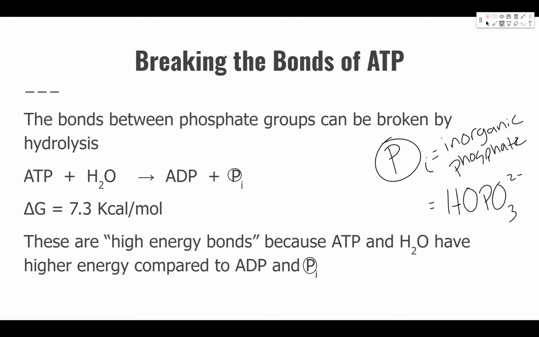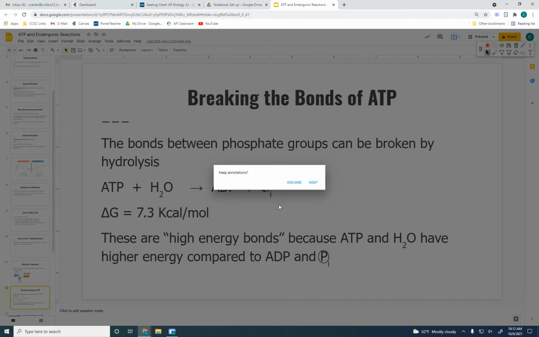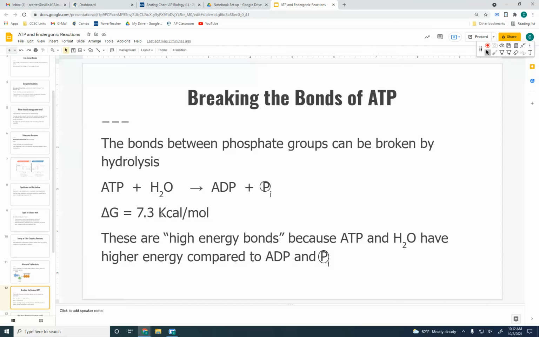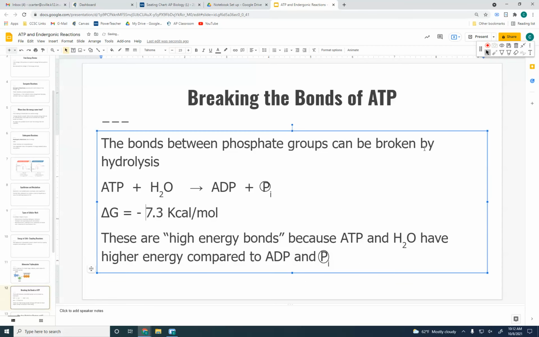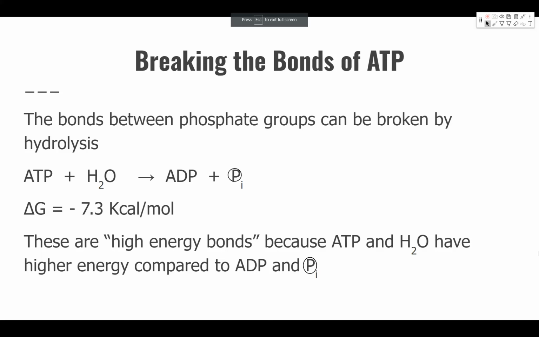Yes, negative. Do it here so it's there for good. Negative, because it is an exergonic reaction, it's going to release energy. It's going to have a negative delta G, and that negative delta G is negative 7.3 kilocalories per mole. So for every mole of ATP that goes through this reaction, we are going to release 7.3 kilocalories of energy.